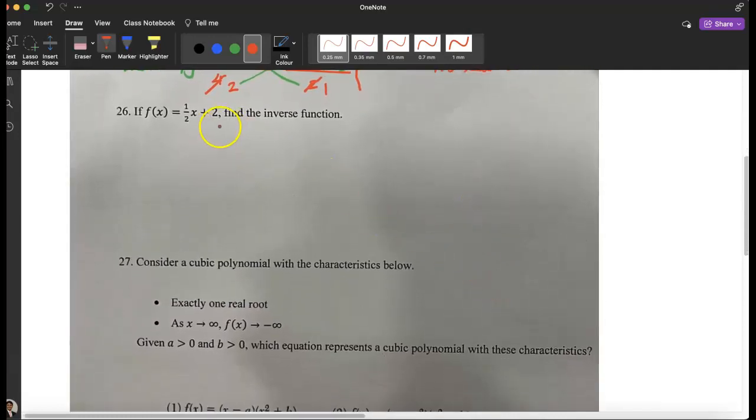Now how do you find the inverse? You remember how to find the inverse? I'll do it here for completion. Basically this is the function. When you're finding the inverse, replace x with y, y with x. Now make y the subject. So x minus 2 is equal to half y. So y is equal to 2x minus 4. Therefore the inverse function is 2x minus 4.